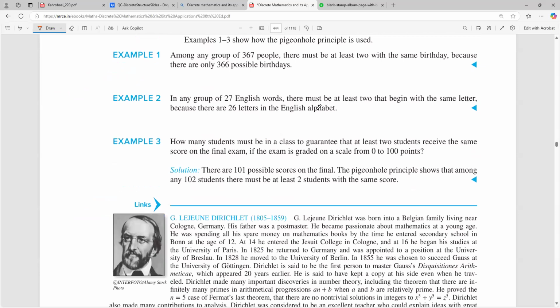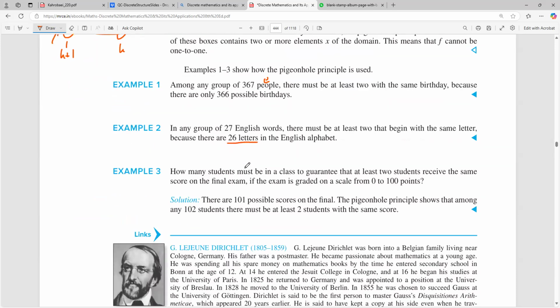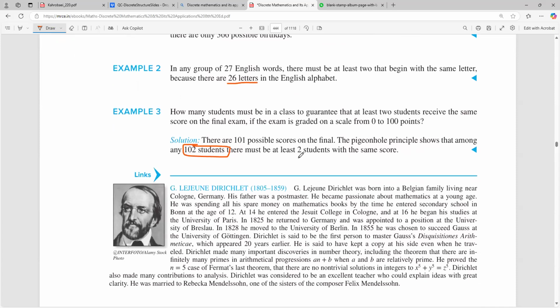and thus it's not one to one. Right. And then you have other examples here, like if you have 367 people, because there's 366 possible birthdays, 2 people have to share 1 birthday. In 27 English words, there has to be 2 that begin with the same letter because there's only 26 letters in the alphabet. And she might ask, how many students? If the exam is graded on a scale from 0 to 100, there's 101 possible scores on the final. You need 102 students such that at least 2 students will get the same score.